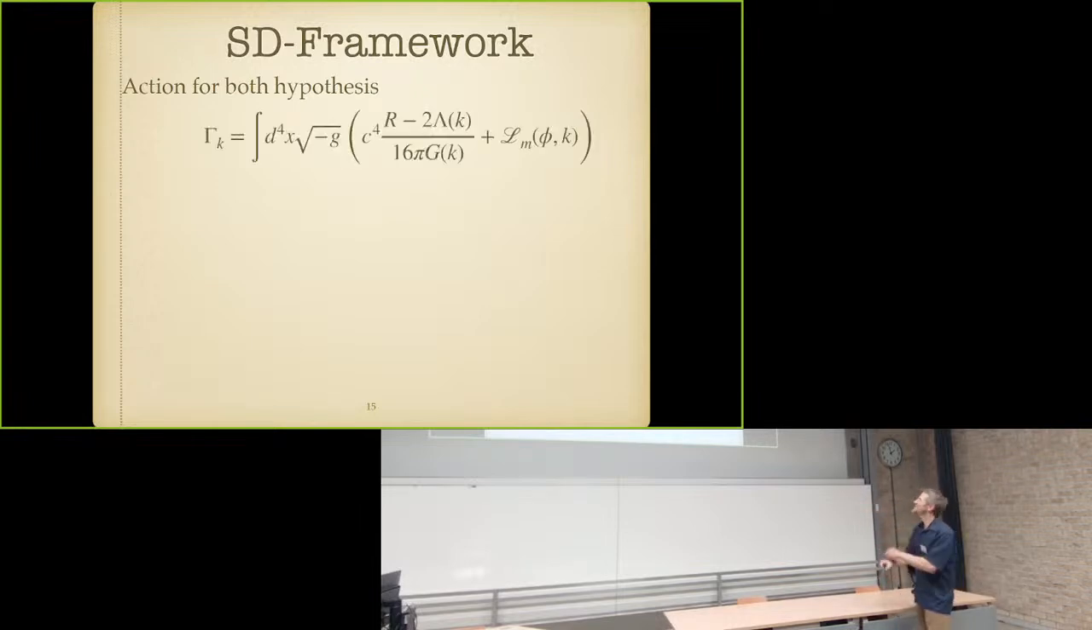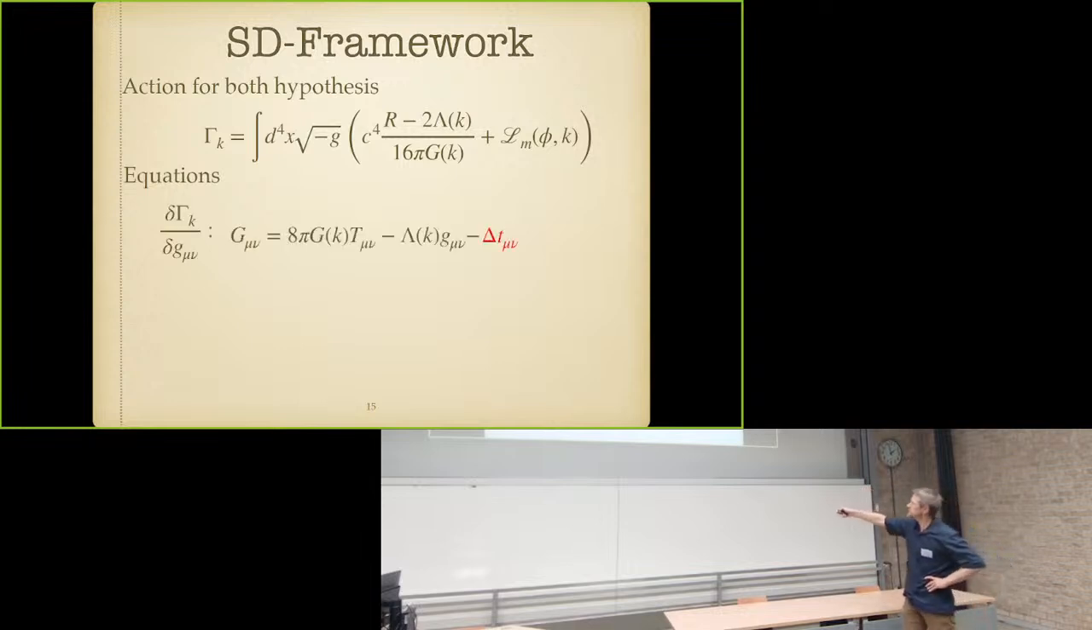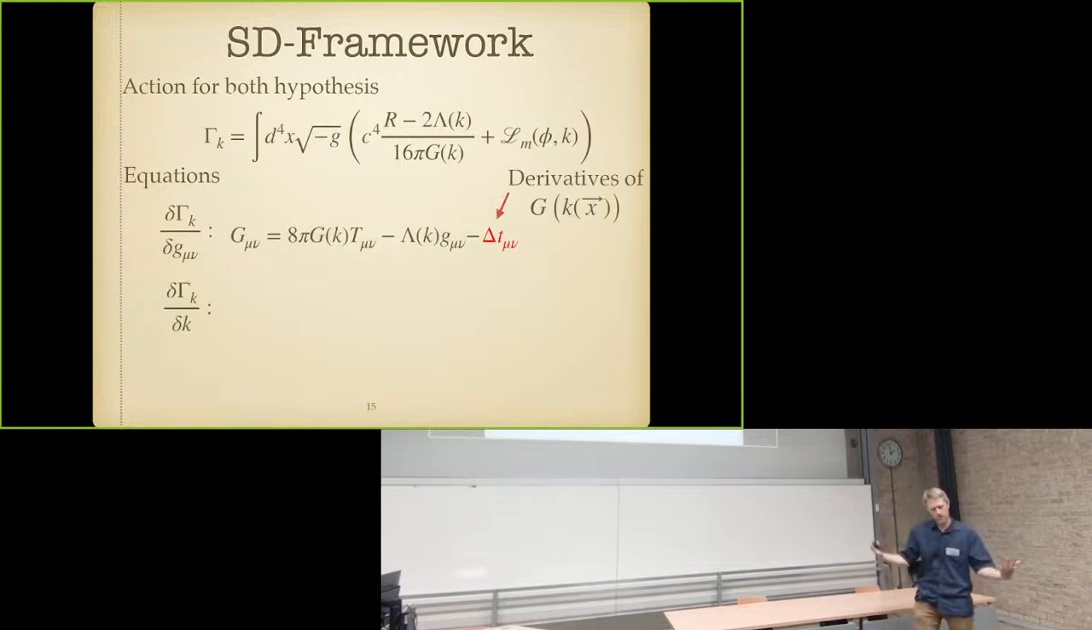Okay, 5 minutes. So the model is like the Einstein-Hilbert action coupled to matter, but now we allow for a scale-dependent coupling. All couplings in the theory, the matter coupling and the G coupling and everything, can depend on a scale. If you write down this action, you can of course vary it with the metric and you get equations, which are the Einstein equations corrected by a term which depends on the scale dependence. Now, to make this a covariant closed system, you have to do a scale setting.